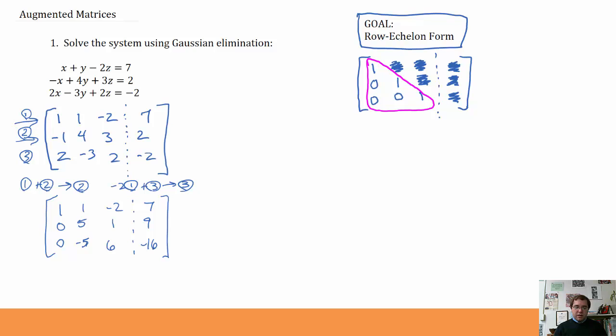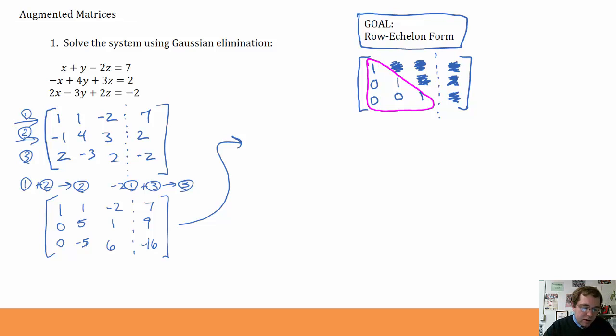I don't care what the top number is in the second column. It can be whatever it wants to be. Here it's a 1, that's fine. I want the number right below that to be a 1. It's a 5. How do I get a 5 to be a 1? Well, I divide it by 5. So that's what we're going to do.